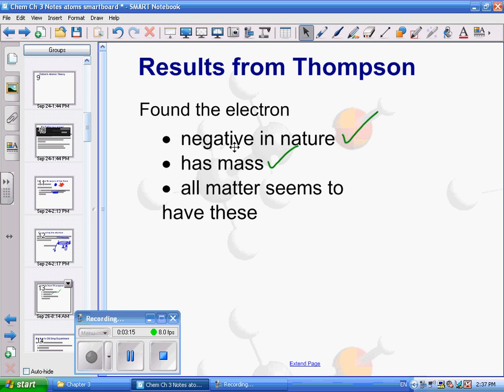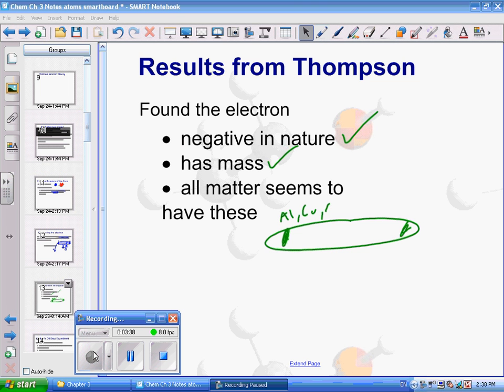But the third thing, and probably the coolest of all the experiments, was that all matter seemed to have these negative electrons. In other words, as they set up their cathode ray and they set up the cathode and the anode, they applied aluminum, they applied copper, you name it, all sorts of different cathodes, and they ended up getting the exact same thing. Okay, so it doesn't matter what happened, all the particles seem to have these electrons. So the electrons turned out to be a very generic particle that all matter, all elements had. So that's a big deal.